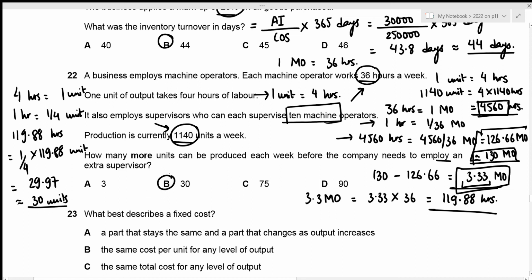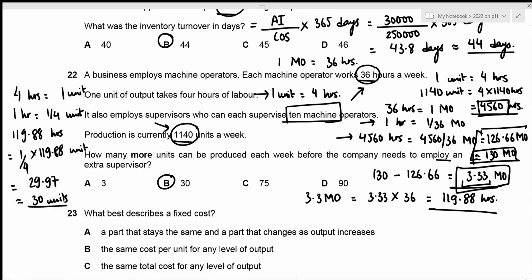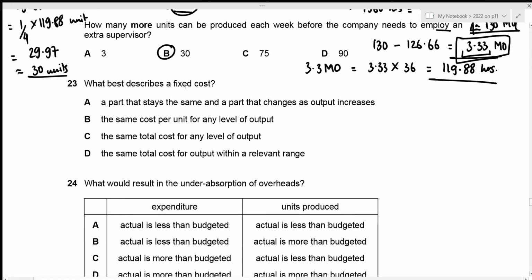This concludes question number 22. We can now move towards question number 23. What best describes a fixed cost? So fixed cost is something that is going to remain constant for a certain level or range of output, because we cannot compare the fixed cost for 100 units and 10,000 units, because in that way the storage cost might be extra. So that increases the fixed cost for 10,000 units as compared to the 100 units, right? So we always need to keep in mind that fixed cost is going to remain constant for only a relevant range of output. So we're looking for that.